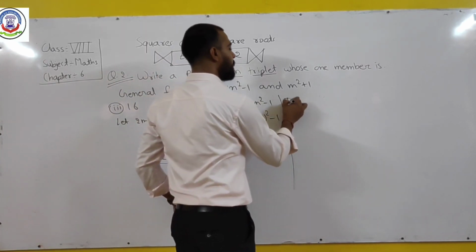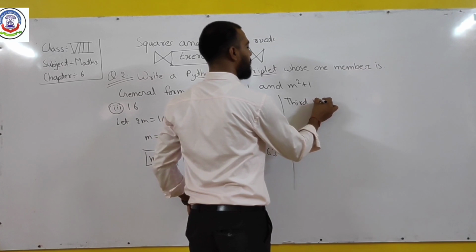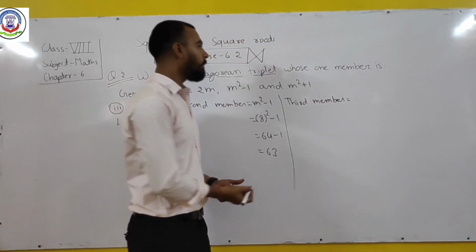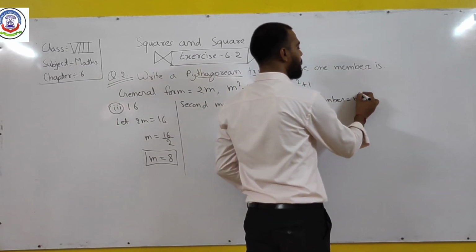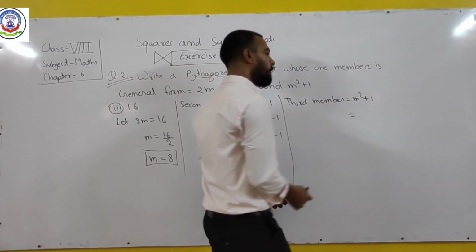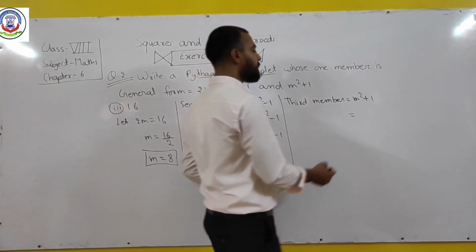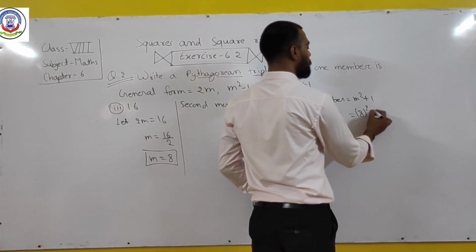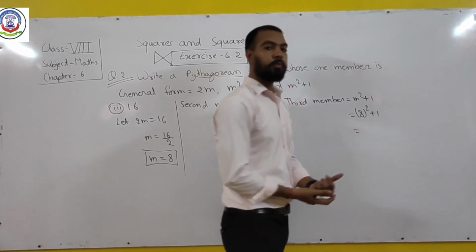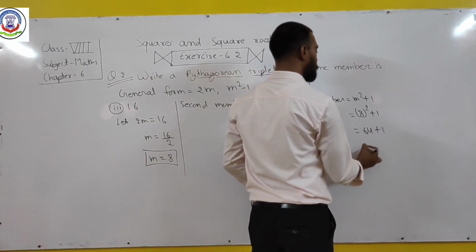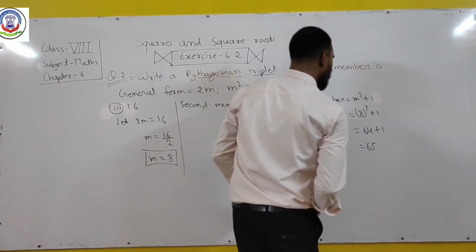Then find the third member. Our third member will be m square plus 1. Put the value of m, which is 8, and find the square of 8. The square of 8 is 64, plus 1, that means 65.